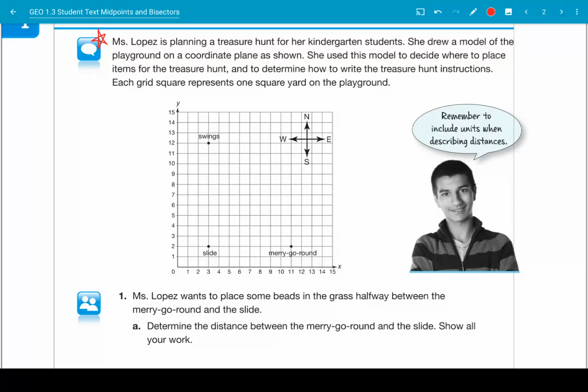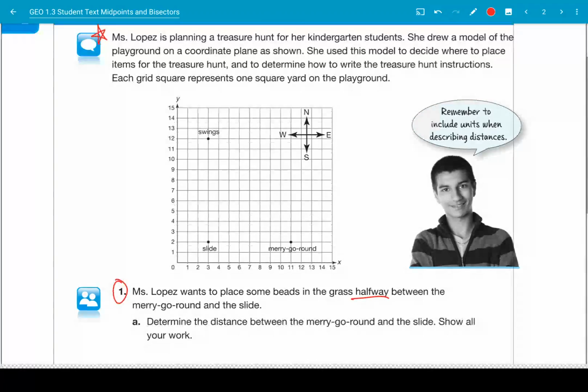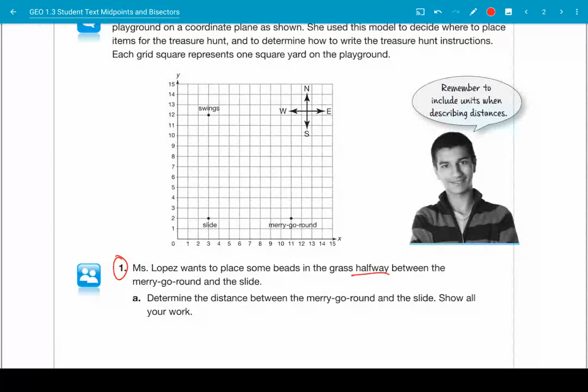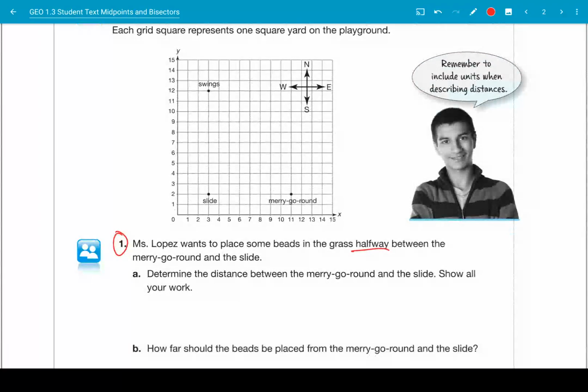Let's look at question number 1. Miss Lopez wants to place some beads in the grass halfway between the merry-go-round and the slide. Okay? Underline the word halfway. Now, before we can figure out halfway between the merry-go-round and the slide, we want to figure out how far it is in total between the merry-go-round and the slide. So we want to know this distance right here.